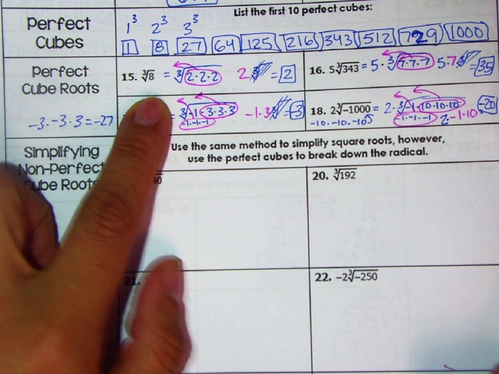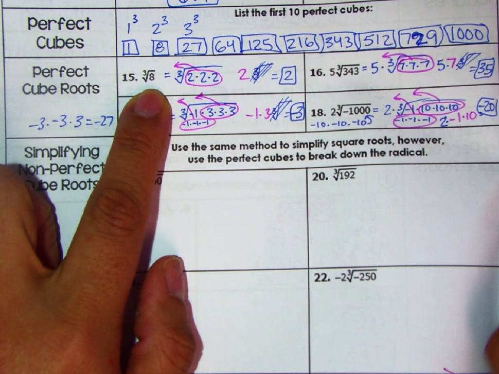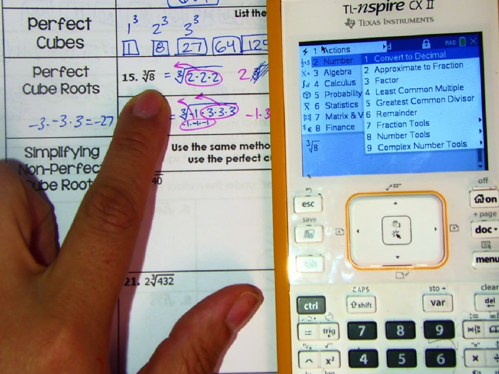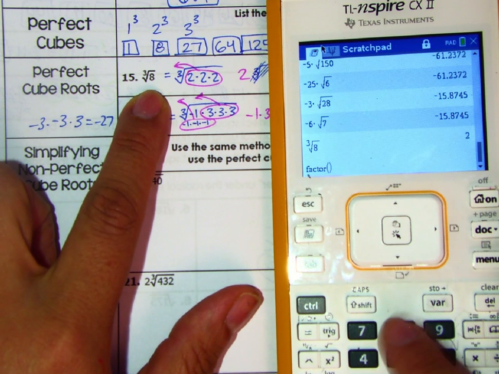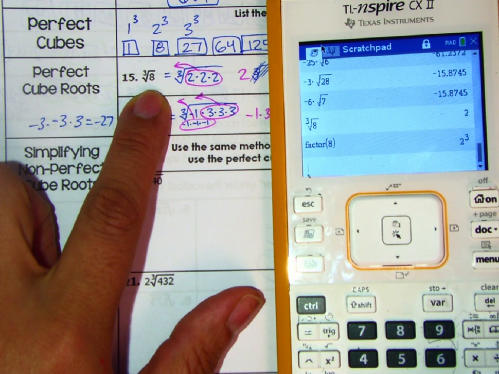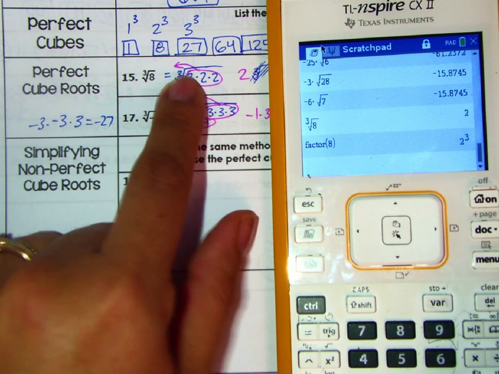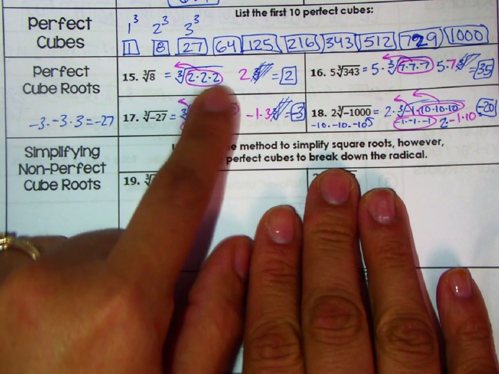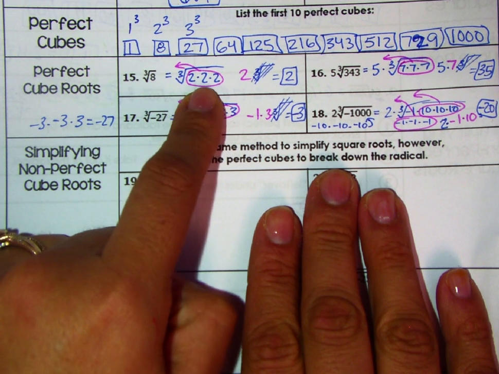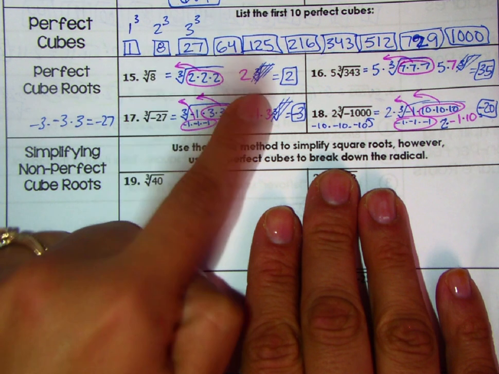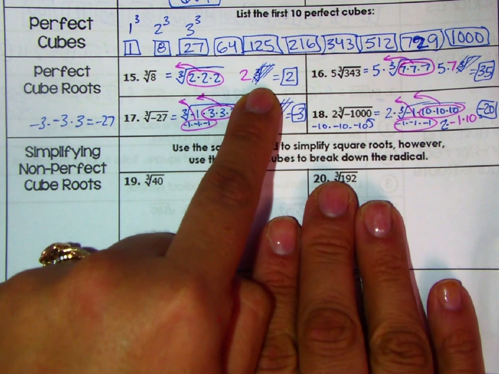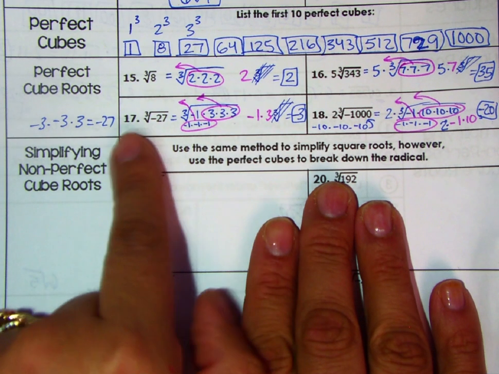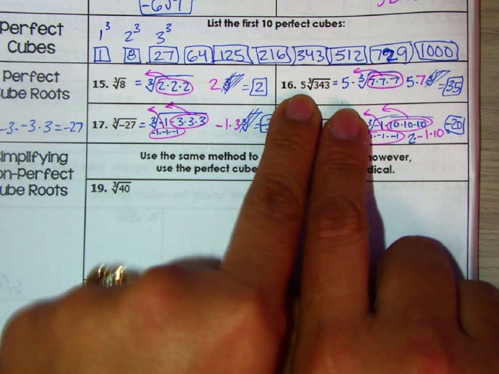The work behind that is that if you break down 8 into its primes, 8 is 2 times 2 times 2. You can also find that out by going menu, number, and factor, typing the factor of 8, and that's 2 to the third power. So 2 times 2 times 2. That gives you the group of 3s that you need to take out. So you put a 2 on the outside of the radical, and then there's nothing left on the inside, so 2 is your answer.